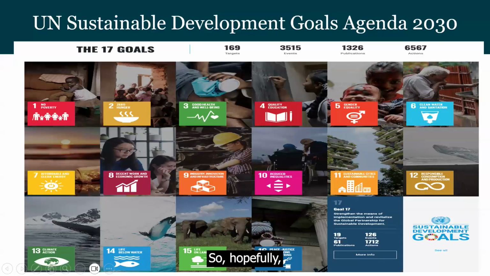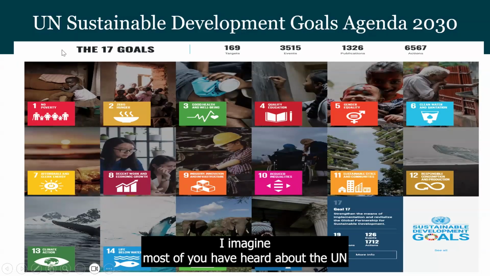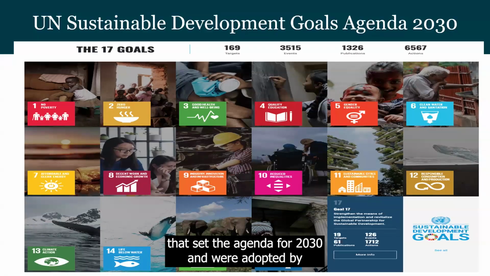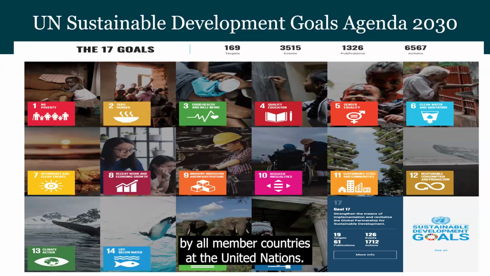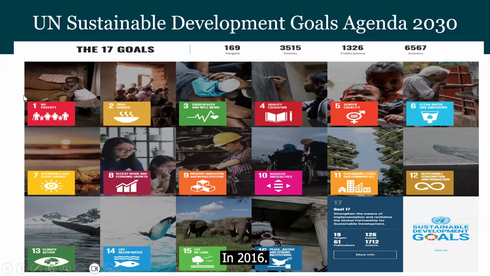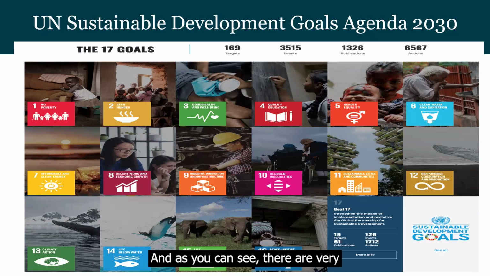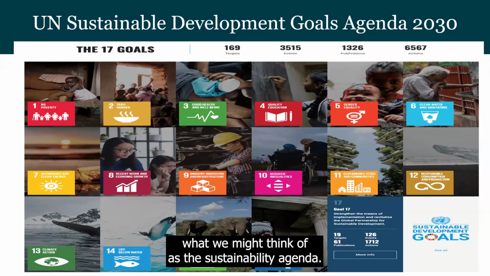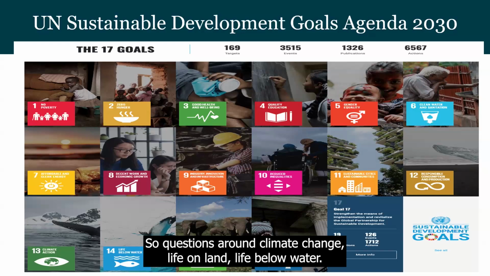So hopefully I imagine most of you have heard about the UN Sustainable Development Goals, a set of 17 goals that set the agenda for 2030 and were adopted by all member countries of the United Nations in 2016. As you can see, they are a very wide-ranging set of goals and targets, from thinking about poverty, hunger, and reducing inequalities, to more directly what we might think of as the sustainability agenda. So questions around climate change, life on land, life below water.